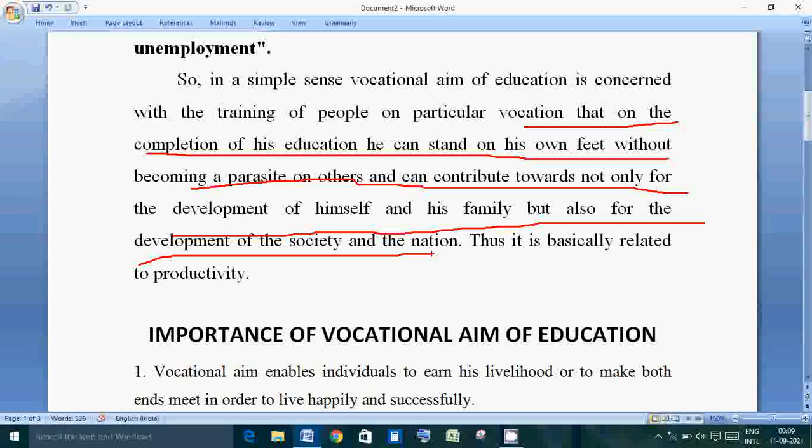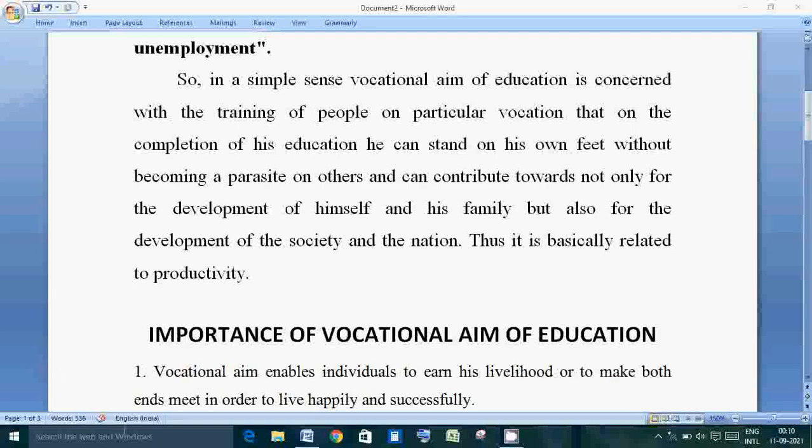If I know these types of activities, that means I can proceed with my own vocation, my own skill, and after that you can easily earn some money for you, for your family, and also you can contribute to the development of the nation as well as the society and the state. Directly we can say that the vocational aim of education is a kind of education where focus has been given on productivity, employment, earnings, or the way where we can actually live a life perfectly.